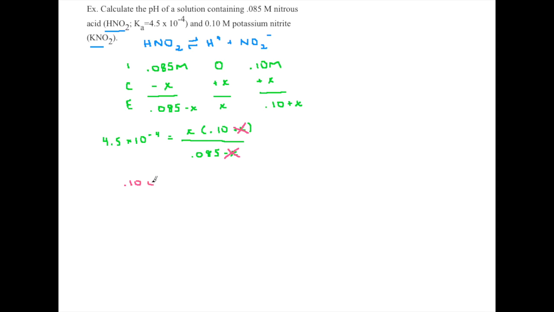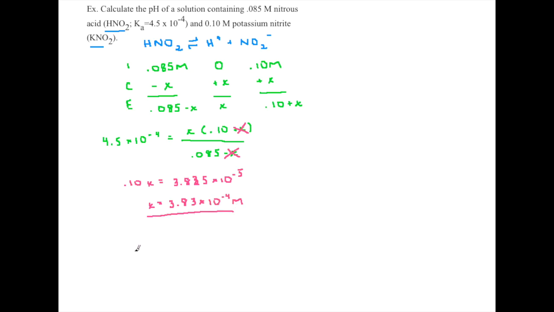0.10x equals, when I take 4.5 times 10 to the negative fourth times 0.085, I get 3.825 times 10 to the negative fifth. I need to divide both sides by 0.10, and so I end up getting that X equals 3.83 times 10 to the negative fourth molar.